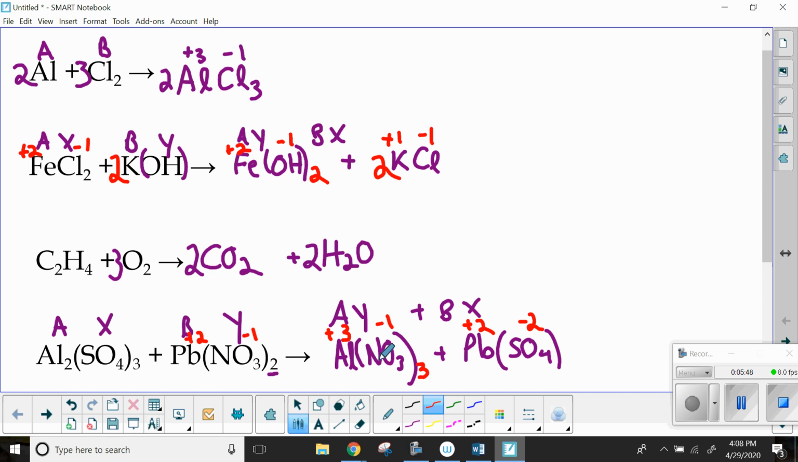Last step, go back and balance. I need 2 aluminums, and I have 6 nitrates, so I need a 3 here like that. And then I need 3 leads, which will balance out the 3 sulfates over here.